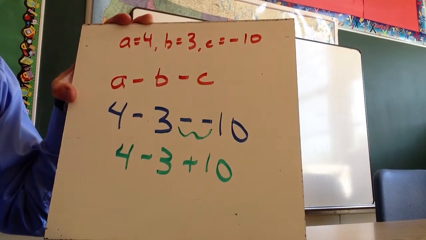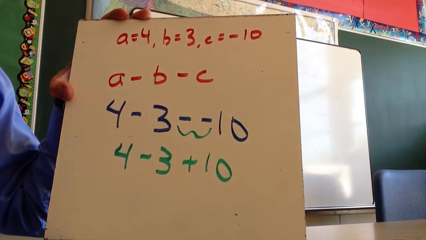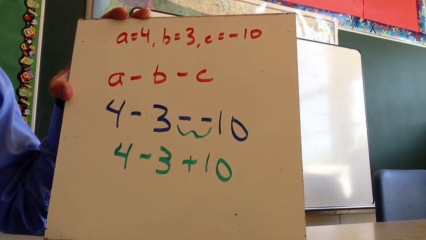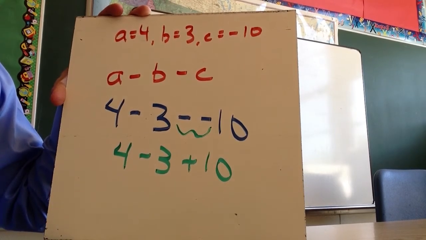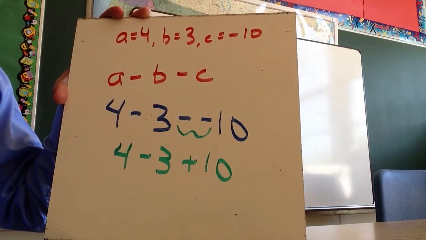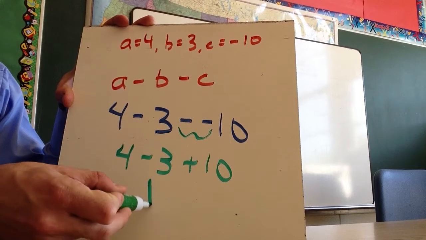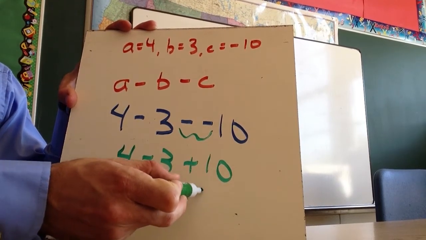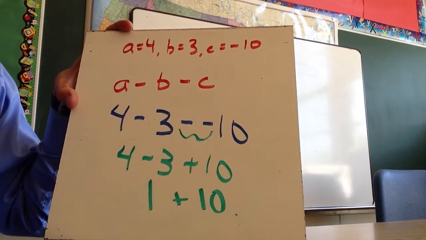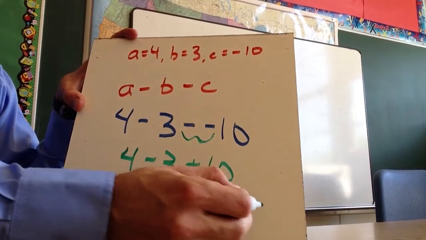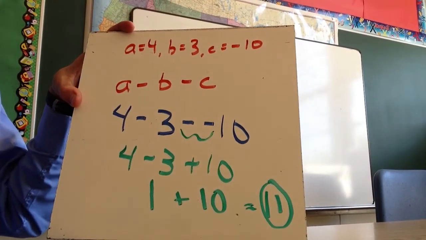Okay, now this is where it's really important that I do order of operation. Remember, it's PEMDAS, and P is the first step, E is the second step, M and D are on the same step, and A and S, addition and subtraction, are on the same step. So it depends which one comes first. Since subtraction is coming first, I first would need to subtract, and then I'm going to add. Right? It is not going to be 4 minus 13. It should be 1 plus 10. So my final answer is 11.